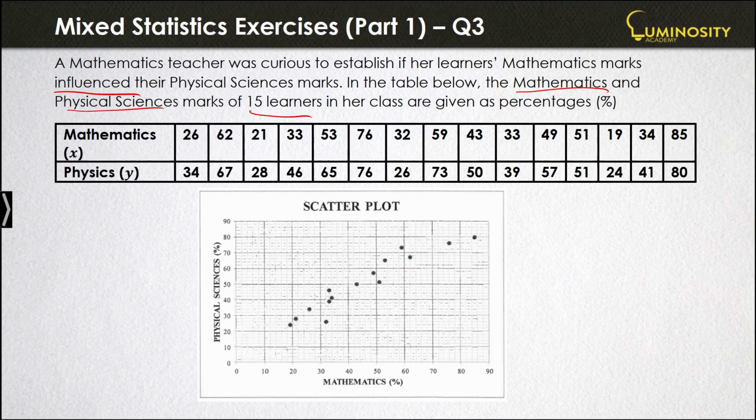Meaning that if we do the algebra for the statistics correctly, we would probably come to the conclusion that the mathematics teacher would also come to. And that is, yes, the mathematics marks do look like they influence your physical science marks. Meaning that if you do well in maths, it probably looks like you do well in physics. If you're not doing so well in maths, it looks like you're not doing so well in physics. All right, but those are assumptions we're making. We have to back that up with some sort of statistical evidence, and that's what we're going to do now.